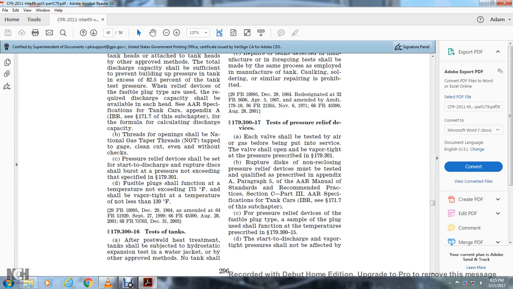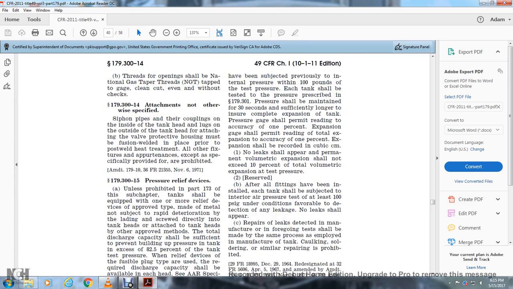179-316 Test of tanks. After post-weld heat treatment, the tank shall be subjected to the hydrostatic expansion test with a water jacket or other approved methods. No tank shall have been previously subjected to internal pressure within 100 pounds of the test pressure. Each tank shall be tested at the pressure prescribed in 179-301.